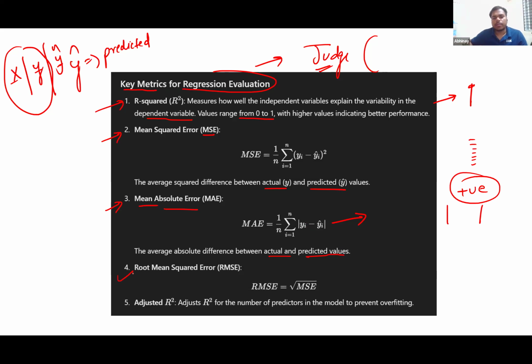After that, we have RMSE, the root mean square error. It is nothing but the root of your MSE value. Whatever you get from there, you take the square root of it, and you get your RMSE value. Next we have the adjusted R square, which adjusts for the number of predictors in the model to prevent overfitting in our data set. This is also based on a mathematical formula.